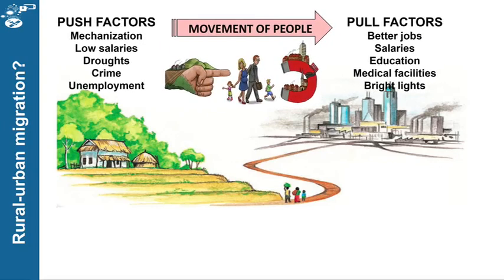The first thing that you must know is what is rural-urban migration. That is the movement. Remember, you were busy with population movement. This is the movement of people from the rural areas to the cities, to the urban areas, right? So this is the movement.